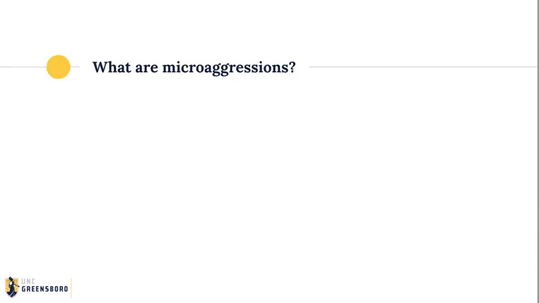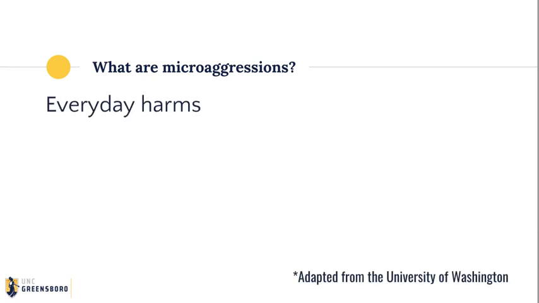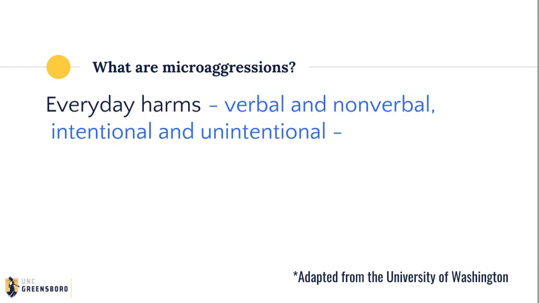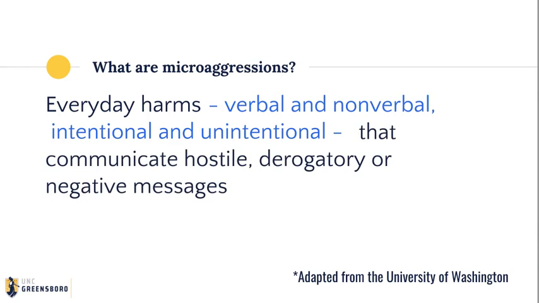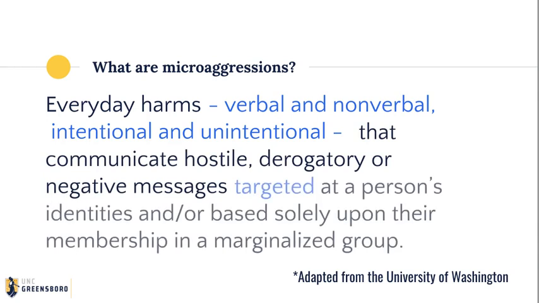Foundationally, let's look at microaggressions. There are a number of definitions for microaggressions, but I like to use this one adapted by the University of Washington. It's everyday harms that are both verbal and nonverbal, intentional and unintentional, that communicate hostile, derogatory, or negative messages targeted at a person's identities and or based solely upon their membership in a marginalized group. The important piece is that microaggressions don't have to be overt or intentional. These unintended actions can cause just as much harm as intentional ones.